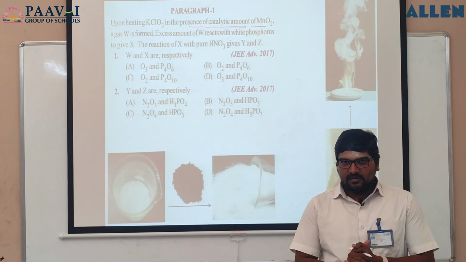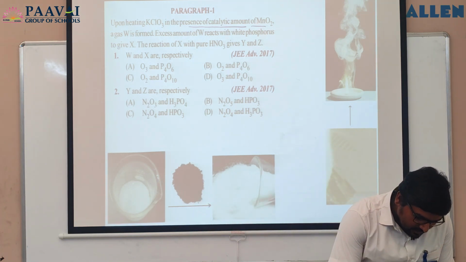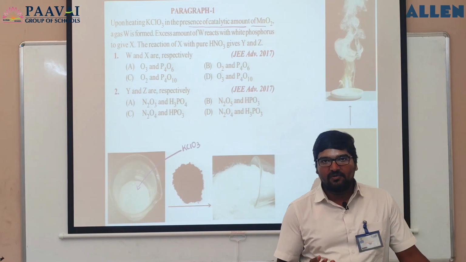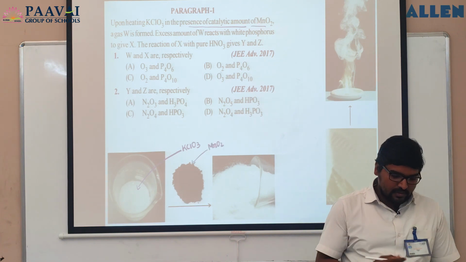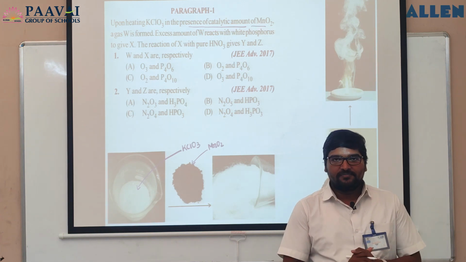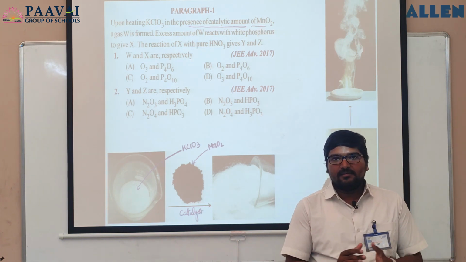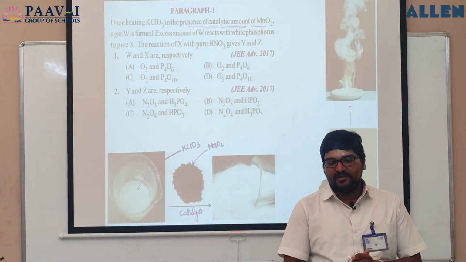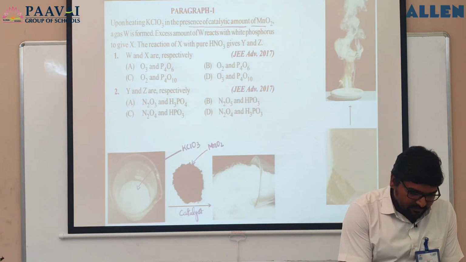So, for simple explanation of that, I have already taken a flow chart. This is our potassium chlorate, KClO3, a white crystalline powder, and this is manganese dioxide, MnO2. MnO2 is a blackish brown powder, and here it is acting as a catalyst. Dear students, we know that a catalyst increases the rate of reaction and decreases the activation energy. So, it will increase the rate of reaction here.